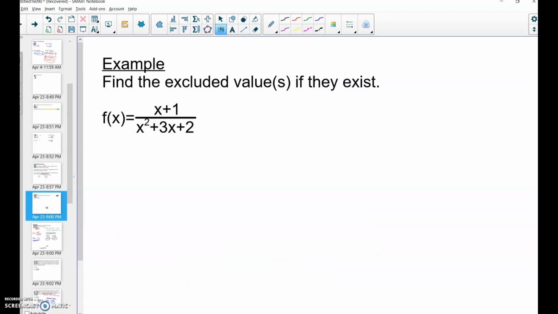So for this example, we're just going to find the excluded value or values if they exist. We have f of x equals x plus 1 over x squared plus 3x plus 2. My suggestion when you are finding the excluded values is that you get it into factored form. So right now we are going to take this denominator, and we're going to factor it.